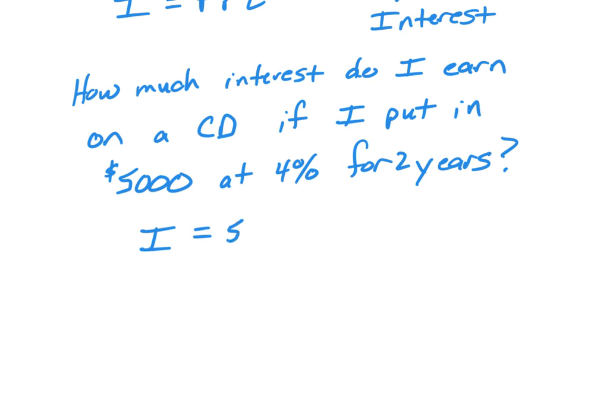My principal is how much I put into the account. My R is my rate. 4% though, we have to change it to a decimal. So don't put in 4, because it's going to give you a really large number, but the bank's not going to give you that much money. And then T is your time in years, which is 2.